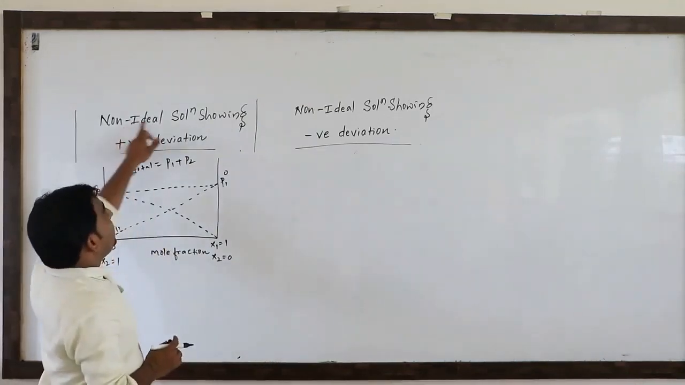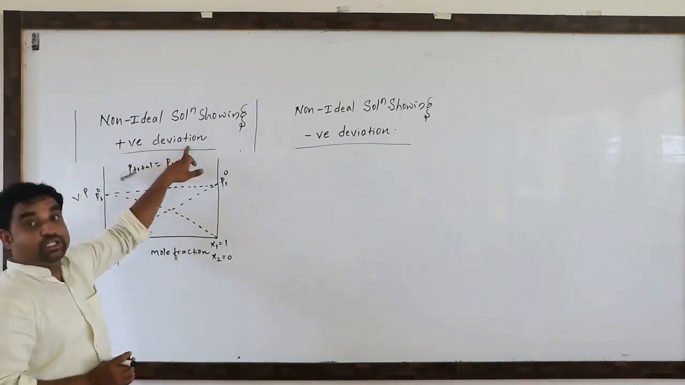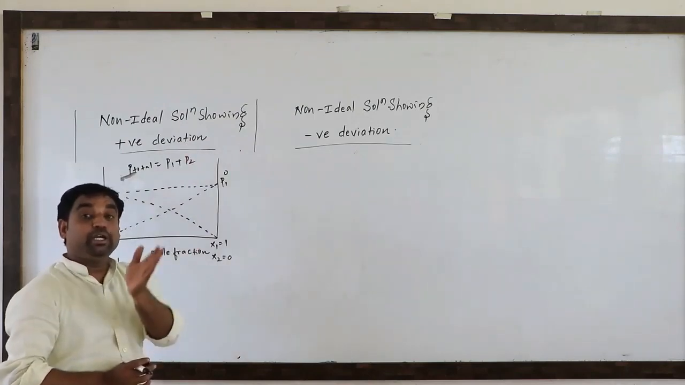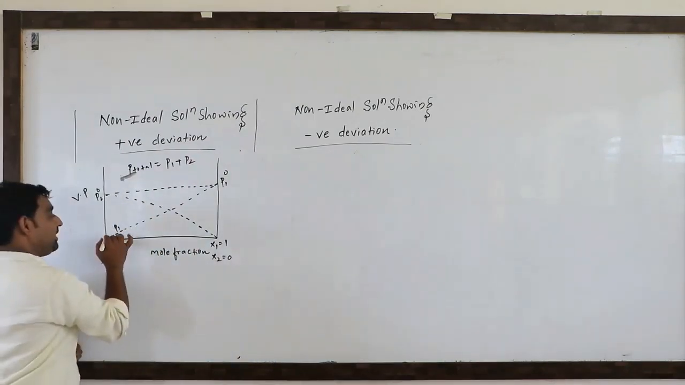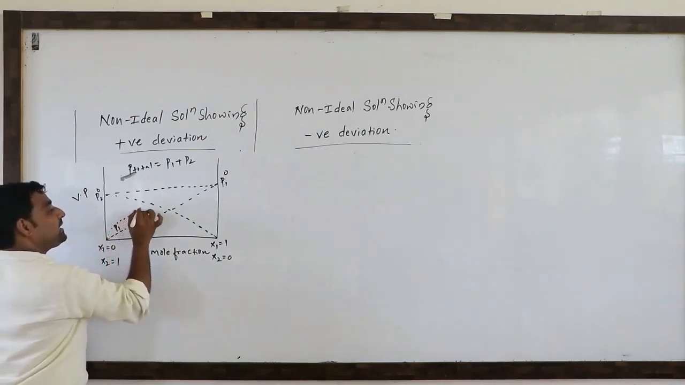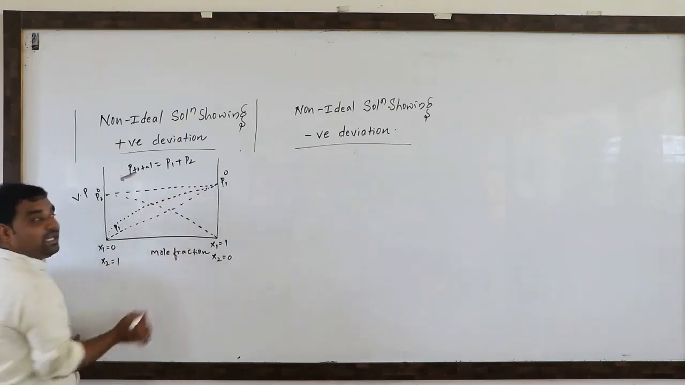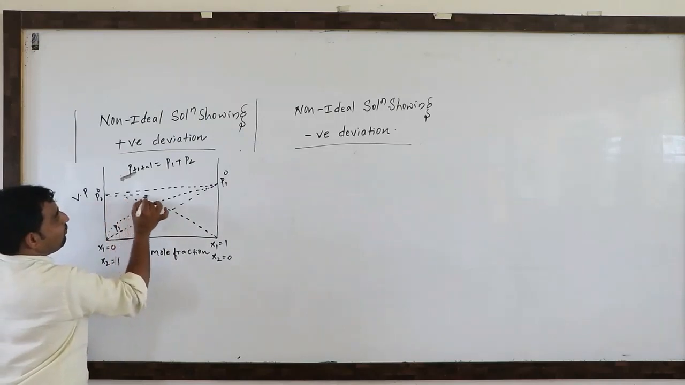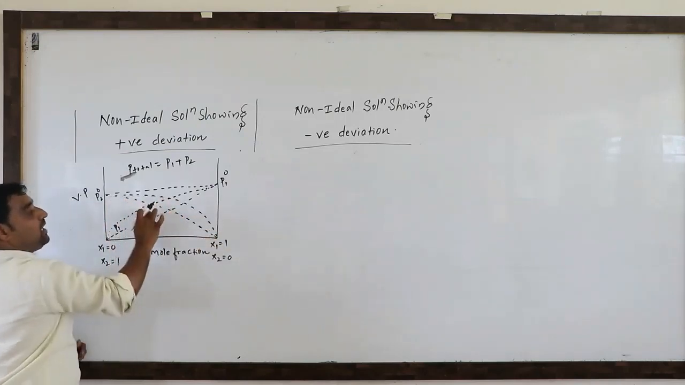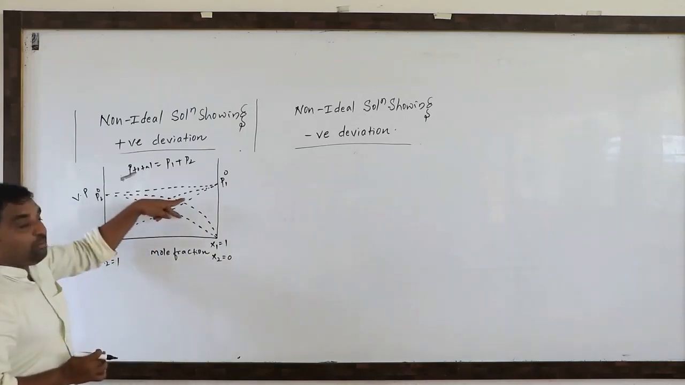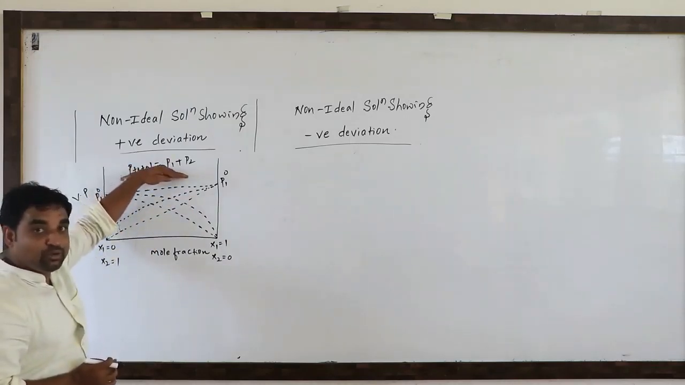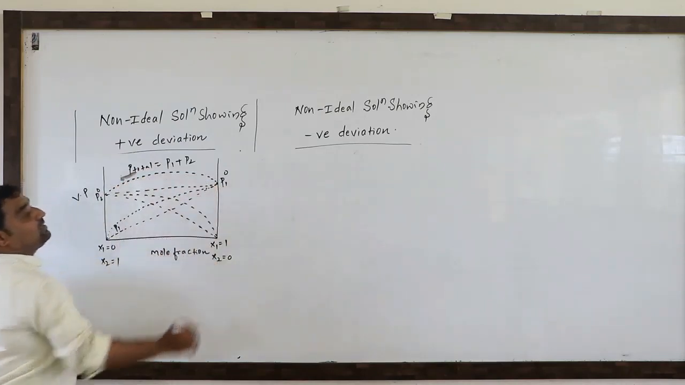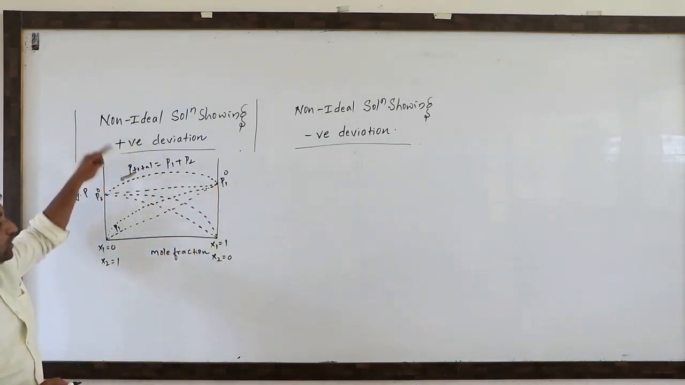Now the non-ideal solution showing the positive deviation. It means the total vapor pressure of the solution is more than the vapor pressure predicted by Raoult's law. This is because the interaction between A and B is less than that between A and A, and B and B. Hence we expect a higher vapor pressure. Here also, in the second component, more vapor pressure is expected. If the partial vapor pressure of the two components is more, the total vapor pressure should be more than that predicted by Raoult's law. This is the graph for the non-ideal solution showing the positive deviation.